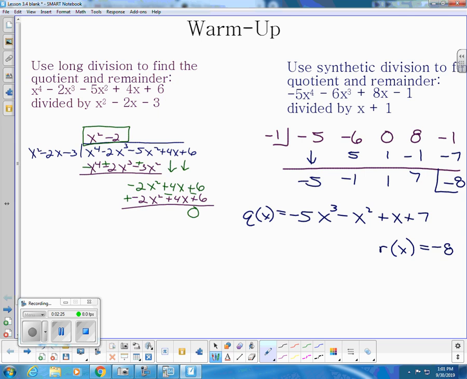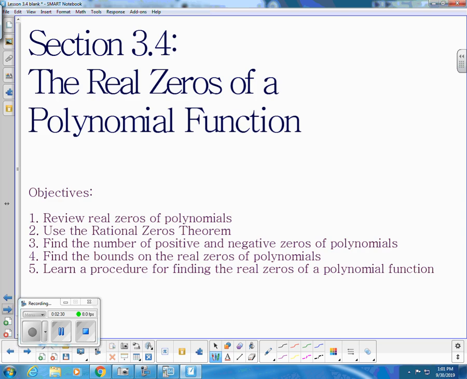Today, we are doing section 3-4. Okay, 3-4 is continuing the search for real zeros of polynomials. All right.